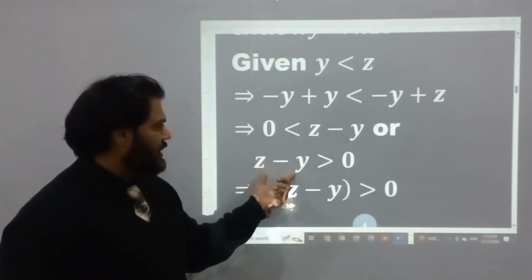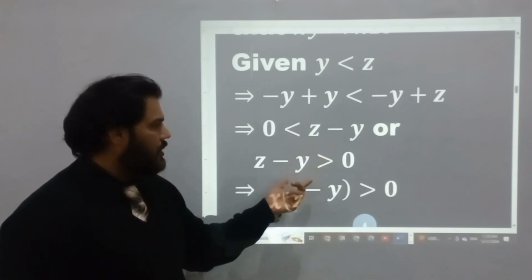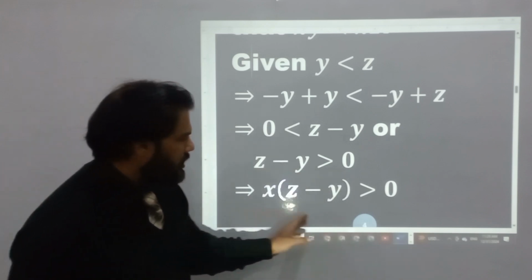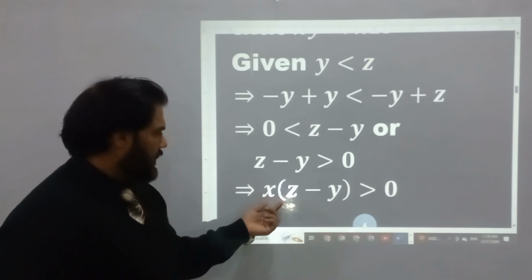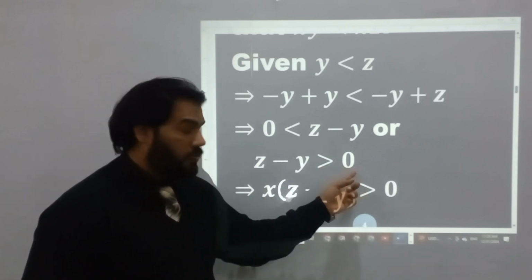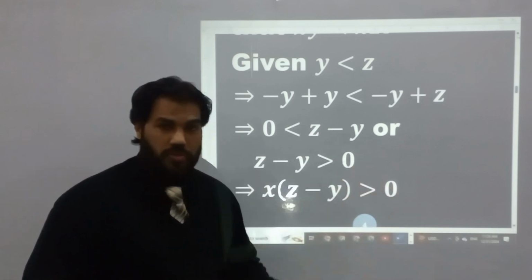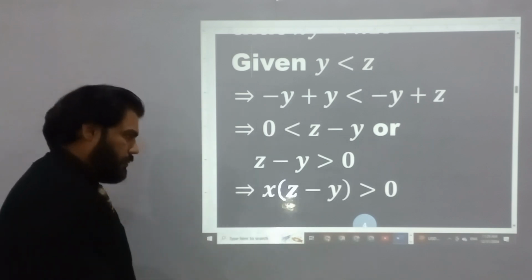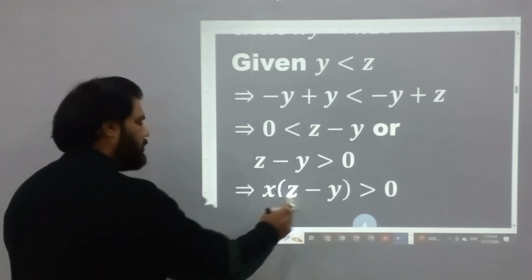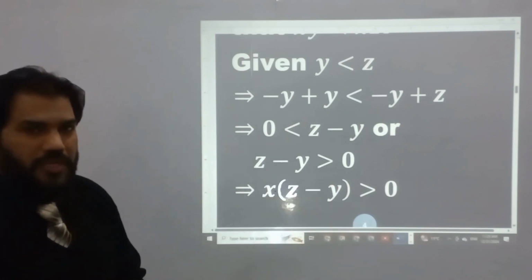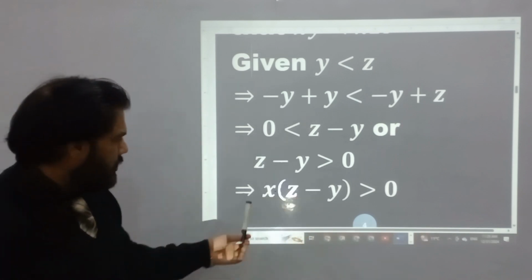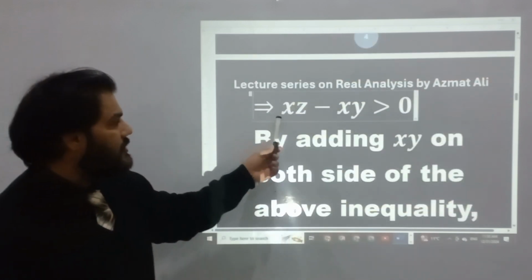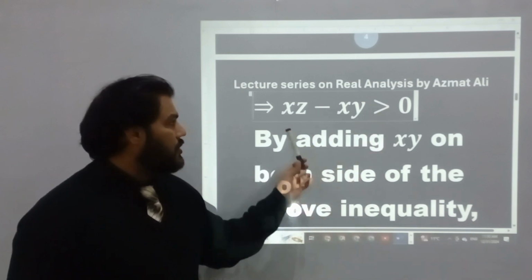This shows that 0 is less than z minus y, which can be written as z minus y is greater than 0. Now multiply x on both sides. We have x into z minus y greater than 0, because when we multiply 0 with x, this is equal to 0. Now by using the distributive law of multiplication over subtraction, we have x into z minus x into y greater than 0.